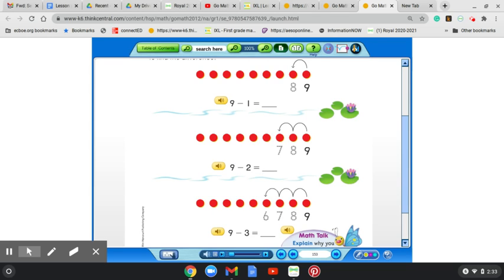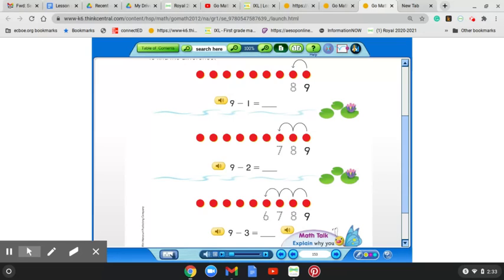Hey, boys and girls, we just watched the Curious George game and how he is using a number line to count backwards. He started with the biggest number and he went back to the smaller number, and that's what we will do on this page.